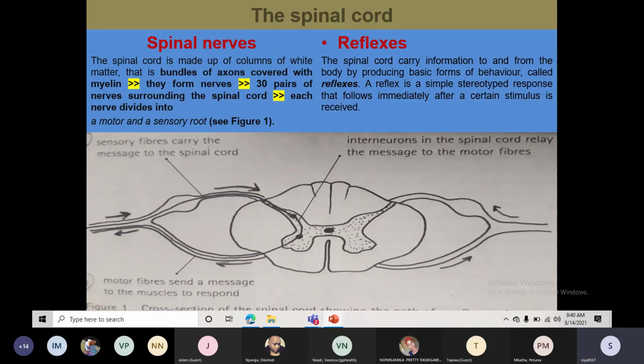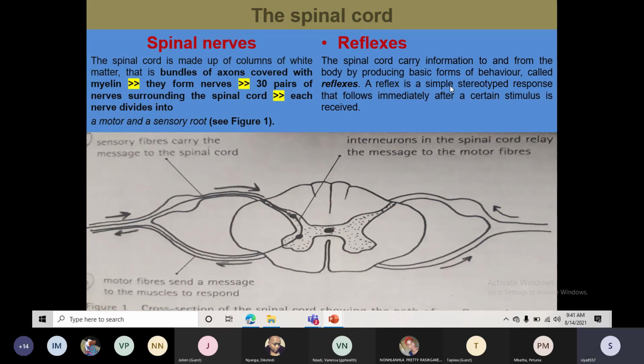We move by reflexes. As I'm talking to you right now, you receive information. It goes straight into your dendrites, neurons, your brain. You can't feel the movement because it's so quick. They say it's less than a second. It's reflexes. They determine the quickness of it. The spinal cord carries information to and from the body by producing basic forms of behavior called reflexes. We cannot feel the movement because it's so swift, it's so quick.